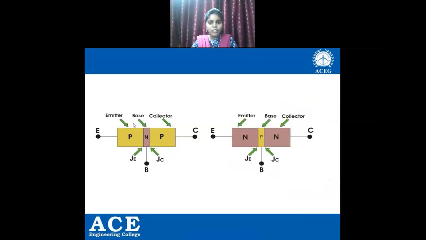Now here we can see the PNP transistor and NPN transistor. As we know, BJT we will get in two forms, one is PNP and the other one is NPN. Here we can see emitter indicated by E, base, the middle one, indicated by B, and the collector indicated by C for PNP. And also for NPN we can see here, it also has emitter, base, collector indicated by E, B, C, and we can see the junction between P and N, that is JE, emitter and base, and the junction between collector and base, that is JC. Same in case of our NPN also. Clear? Let's move on.